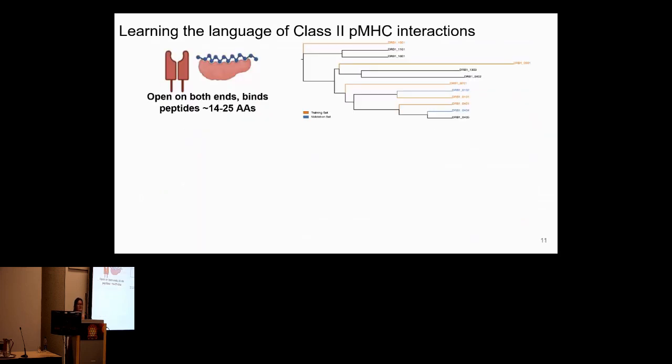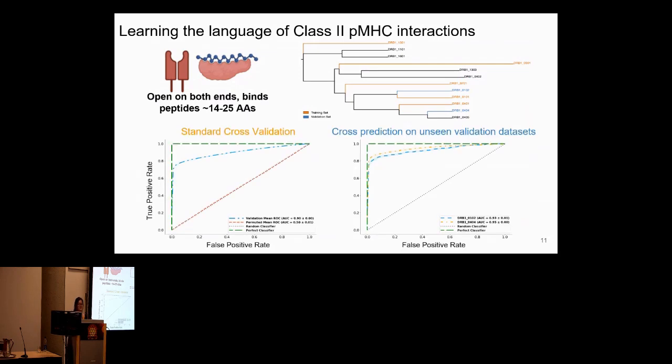We also did a very similar setup with class 2 HLAs. We took 5 class 2 HLAs as our training set, and then you can see the validation set in blue on the tree. And we performed those similar experiments as before with the standard cross-validation and cross-prediction on the unseen data sets. And we were really excited to see that this class 2 model performed really, really well, meaning we were able to predict which alleles bound which peptides. And it was also much better than the class 1 model.